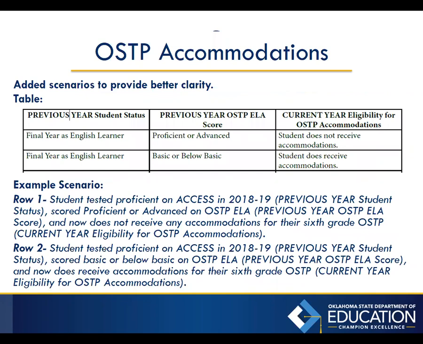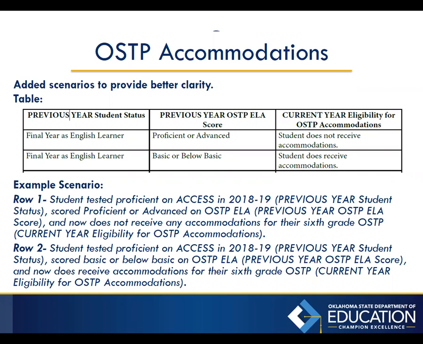Okay, OSTP accommodations. This is one that I got a few questions on, because we redid the table of who gets accommodations in the OSTP test guide. I think some people got confused on this one, because if you read it one way, it's telling you what accommodations kids might get the subsequent year. If you read it another way, it's telling you what they needed in the previous year. So understand it's covering two years here.